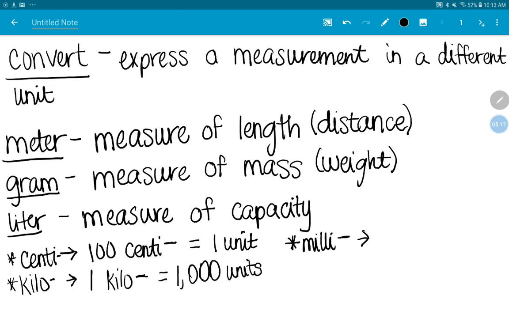Who knows how many milli-units it takes to equal 1 unit? What you thinking, Jaden? Maybe either 1,000 or 100. It's 1,000. A centi is 100. A milli-unit is 1,000. It takes 1,000 milli-units to equal 1 of our base units. So if we're talking about liters, it would take 1,000 milliliters to equal 1 liter.